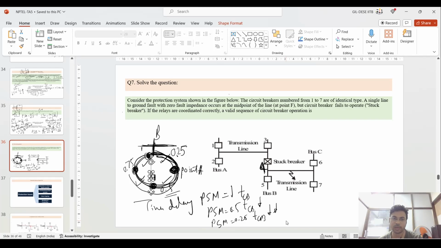I have told you that there are two types of setting, the plug setting and the time setting. How do you do the plug setting? Through the relay setting. And how do you do the time setting? Using the plug setting multiplier. Have you got this concept?